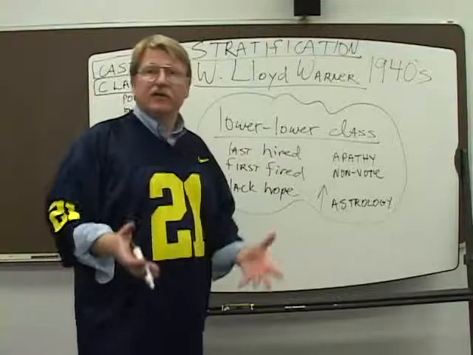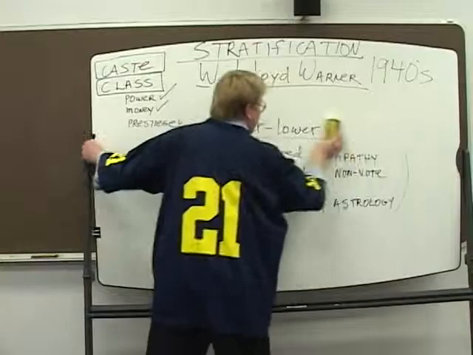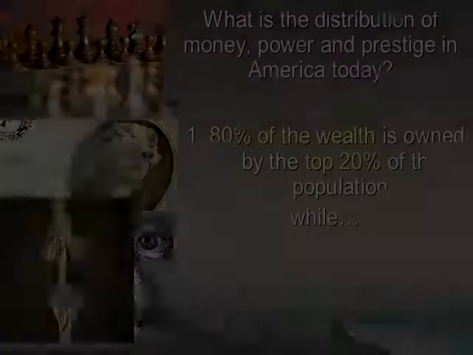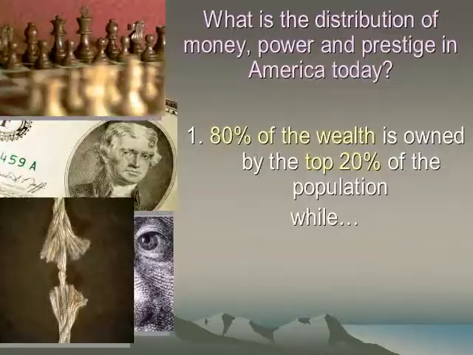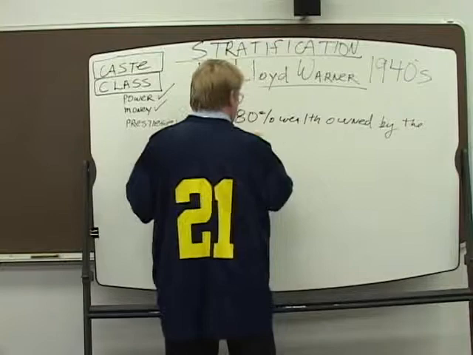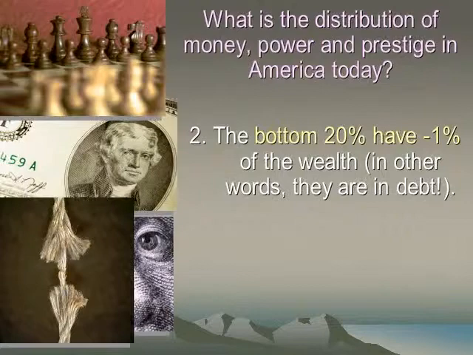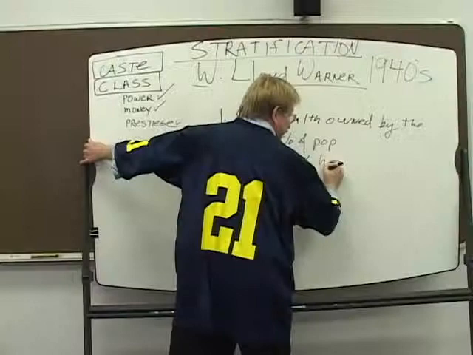So if we look at all this, this is a 1940 study, and how much has changed? Your author goes into some wonderful detail on this, but let me just give you a couple of figures that show you how stratified we remain. In fact, in many ways, I would argue that we are more stratified than we were in the past. One figure, just real quickly, is that 80% of the wealth in America was owned in 2003 by the top 20% of the population. What does the bottom 20% have? The bottom 20%, in other words, the lower class, have a negative 1% of the wealth. In other words, they're in debt.